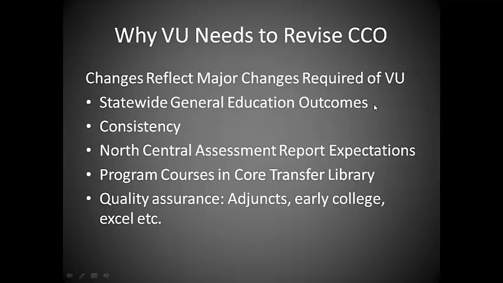But why we're making these changes now is, as most of you know, we now have the statewide general education outcomes that we have to show that we are teaching and assessing. North Central wants it as part of its report. For the core transfer library for the state, there needs to be consistency in certain information in the course outline. And within the university itself, we need more consistency. When we look at course outlines, we need to see the same information for each class.